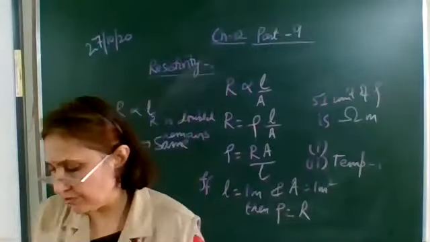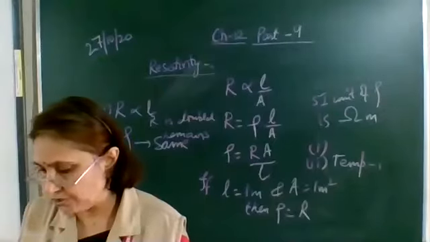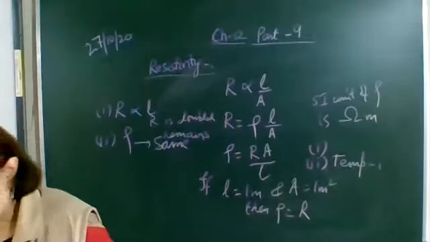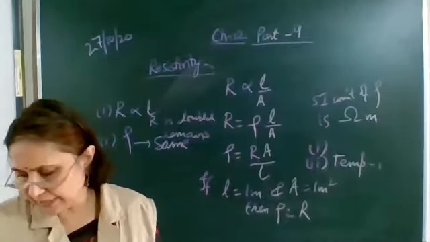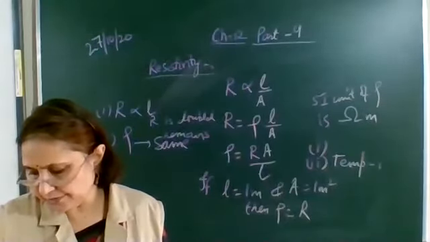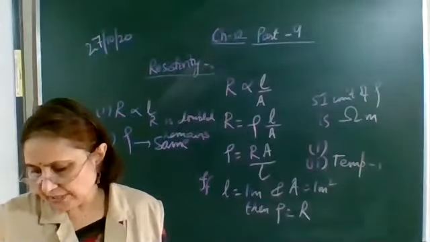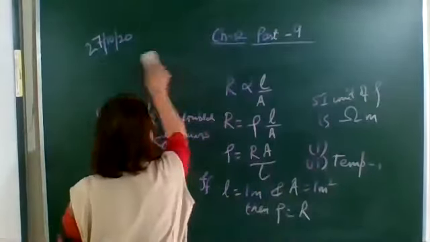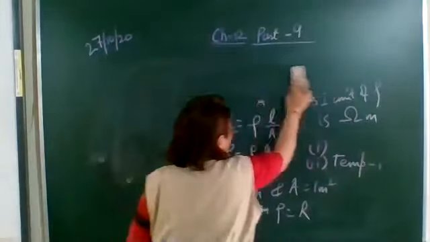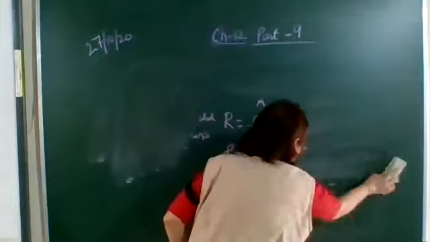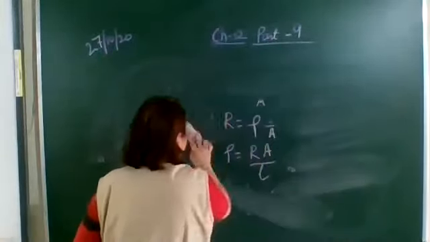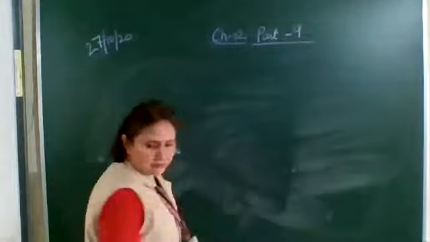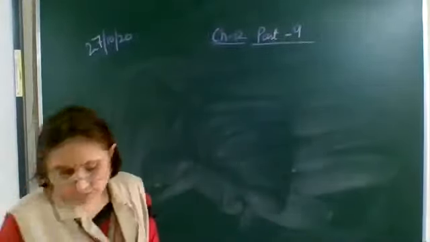Okay, now let's do the questions given on page number 208. There are a few solved questions. Example 12.3. How much current will an electric bulb draw from a 220 volt source if the resistance of the bulb filament is 1200 ohms? Okay, let's do these questions. Page number 208.